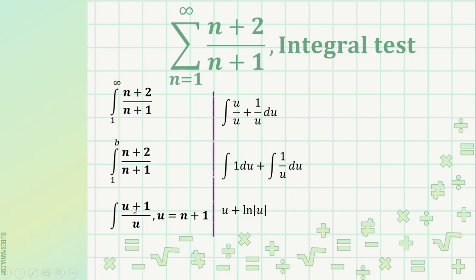So why do we get u plus 1? We know that u is n plus 1, so if we replace u with n plus 1, it becomes n plus 1 plus 1, which is n plus 2, so it's still the same. After this we divide it: u over u plus 1 over u. So u over u is 1, du, integral 1 du plus integral 1 over u du.